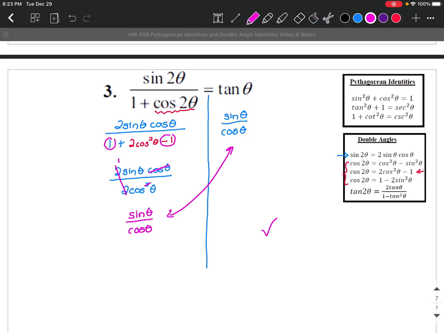Okay, guys. So there you have it. You need to know your Pythagorean identities, at least memorize the first and know how to find the other two. You need to be able to use the double angle identities. So have them in a place where you can open it and have it nice and easy.